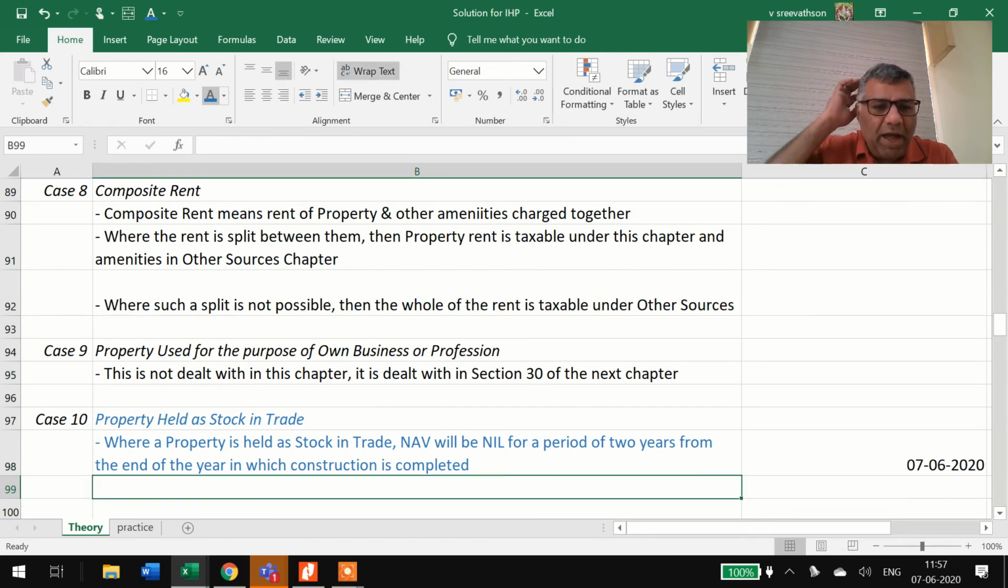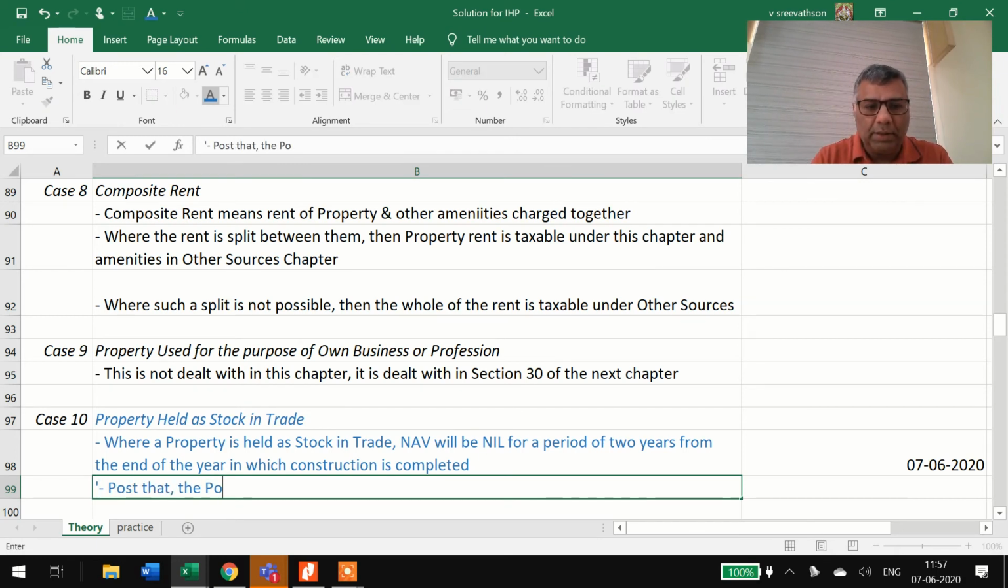Where a property is self-occupied, or where a property is held as stock in trade, NAV will be nil for a period of 2 years from the end of the year in which construction is completed. Post that, the property will be deemed to have been let out.